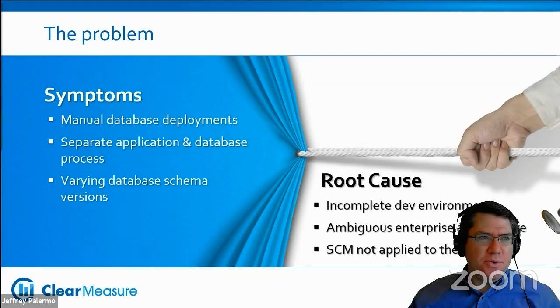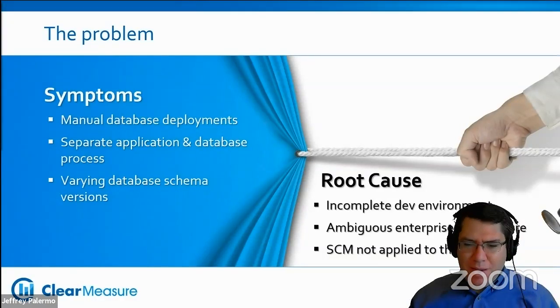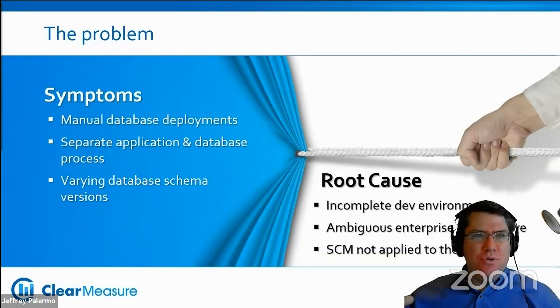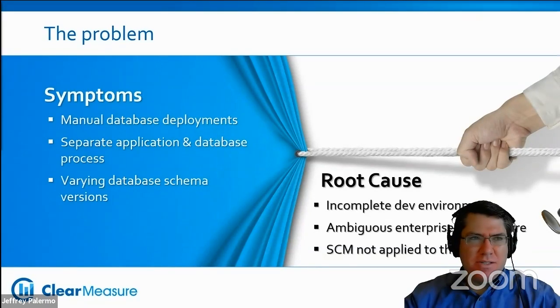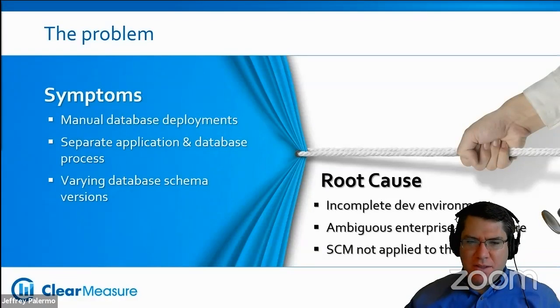Jump to the third: software configuration management not applied to the database. If you can't create the real database schema from the assets, from the scripts that you have stored in your source control, then you're not applying software configuration management to the database like you do with the rest of the applications. And then in the middle, and we'll talk about this a little bit later in the webinar, is an ambiguous enterprise architecture, which can actually be a huge root cause that causes all of the pain on the left to happen.